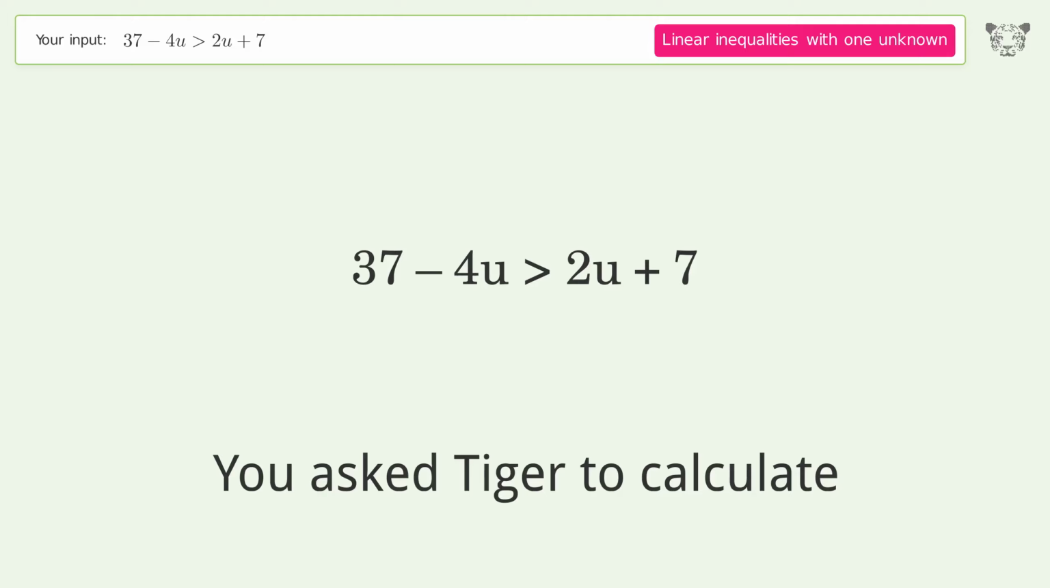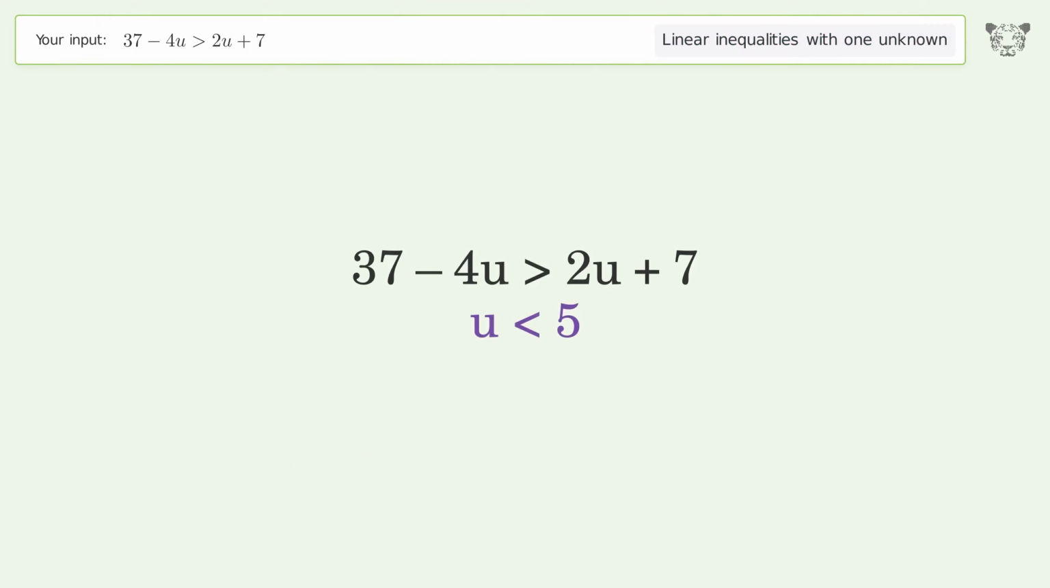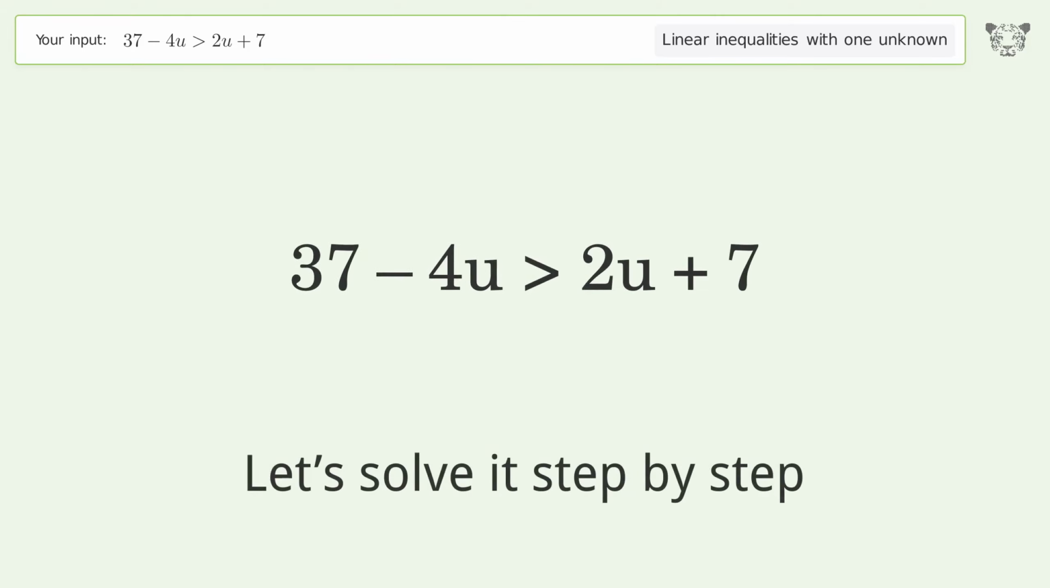You ask Tiger to calculate. This deals with linear inequalities with one unknown. The final result is u smaller than 5. Let's solve it step by step.